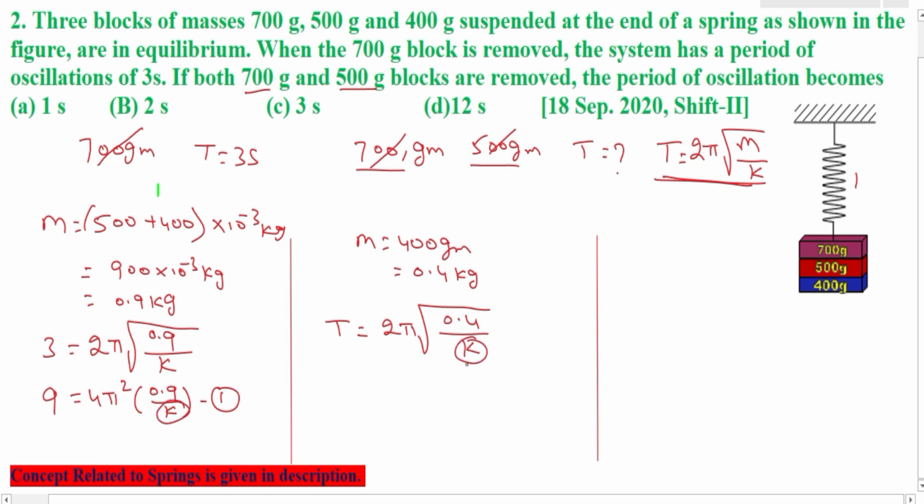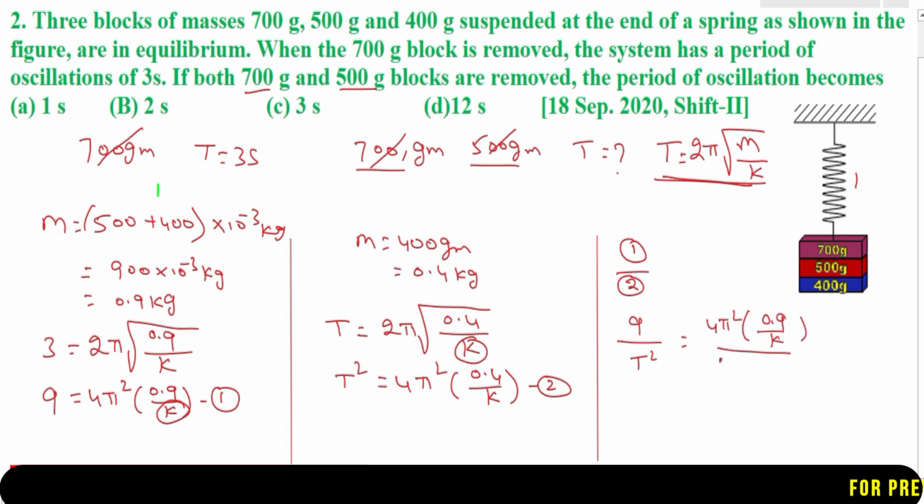Now if I square on both sides, what will I get? T square is equal to 4 pi square into 0.4 by k. I'll take this as equation 2. Now let me do 1 by 2, that is equation 1 by equation 2. Then what will I get? 9 by T square is equal to 4 pi square into 0.9 by k, by 4 pi square into 0.4 by k.